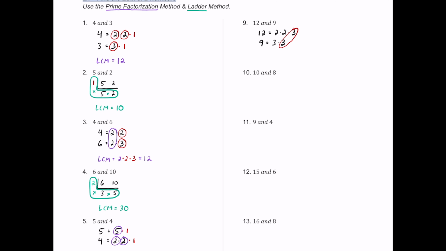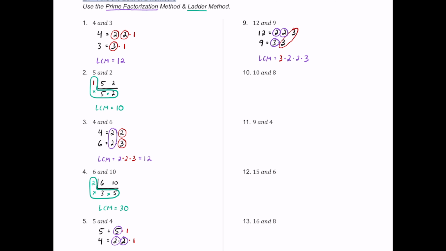So for the LCM here, we know that we're going to start off multiplying by what they have in common, which is this 3. And then let's see what they don't have in common, right? What they don't have in common is this 2 and 2 and 3. So let's multiply what they have in common by what they don't have in common.